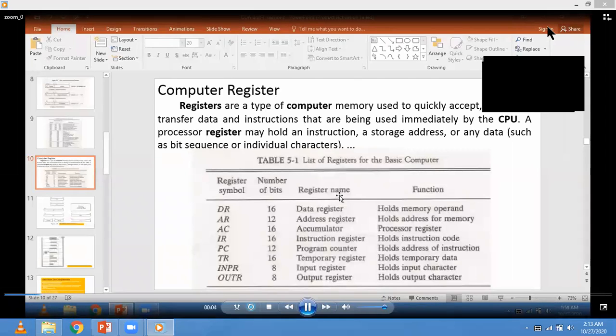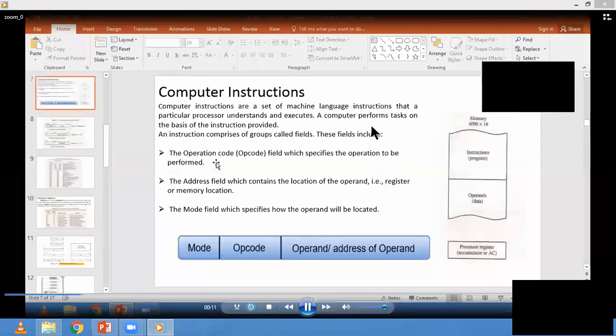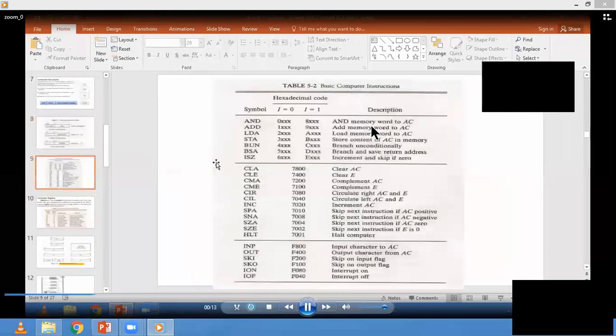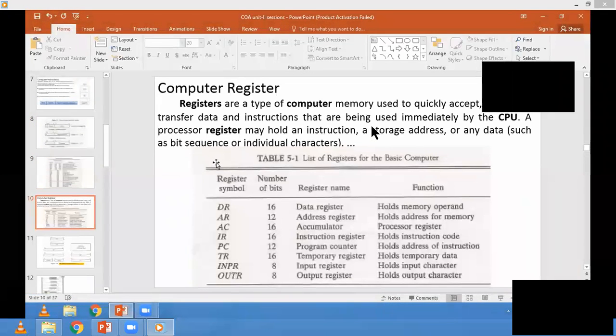Students, so far we discussed the computer instructions last class. Then we discussed the computer registers. The computer registers are a memory, a temporary memory equivalent to your processor.